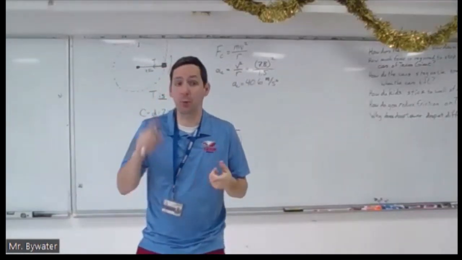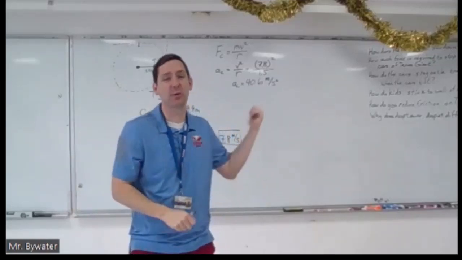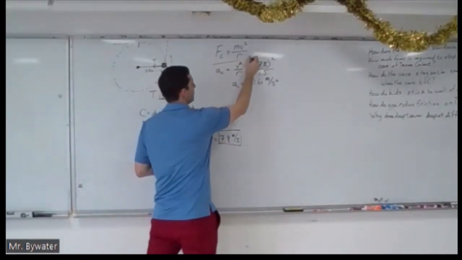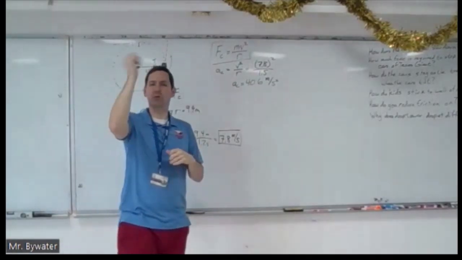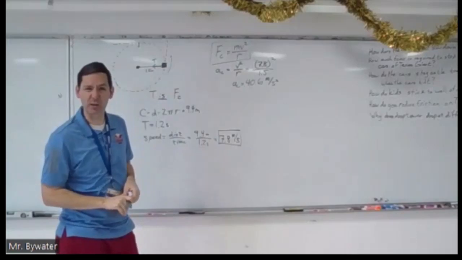Just understand that if we put in meters and we put in seconds, if we put everything in SI like we're supposed to, we end up getting meters per second squared. All right, the last thing will be the centripetal force. What is actually the strength of that force needed to be able to go in a circle? How much tension is needed? How strong does my string need to be?